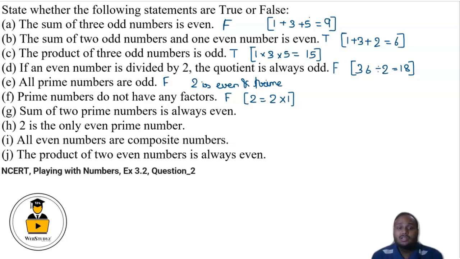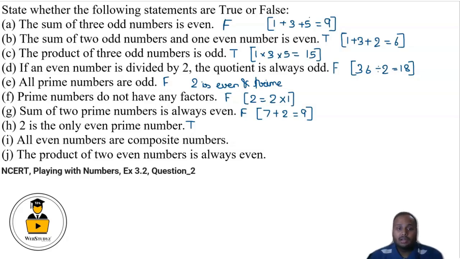Now in the G part, it is asked the sum of two prime numbers is always even. It is false, as we can prove it with an example. Let's take 7, which is an odd number and which is a prime number. 2 is also a prime number. So its sum is 9, which is not even, it is odd. Fine. Now the H part, it is said that 2 is the only even prime number, and this is true. 2 is the only even prime number. After that, all the prime numbers are odd.